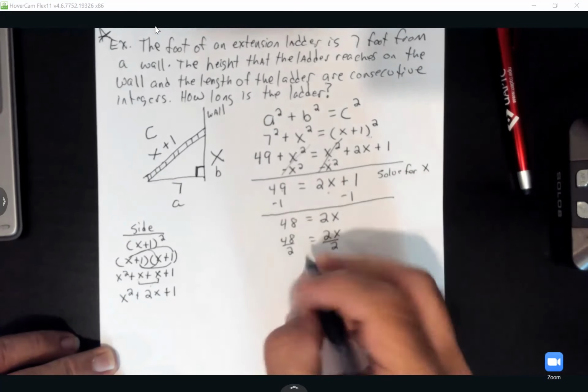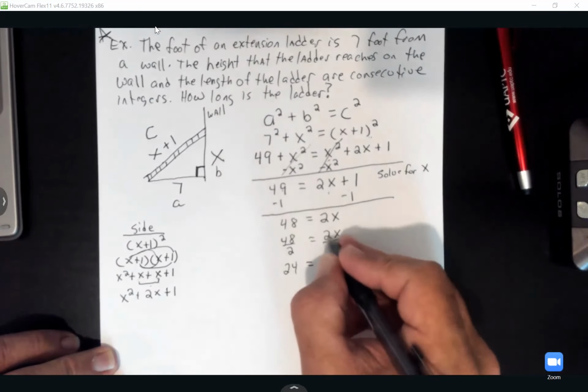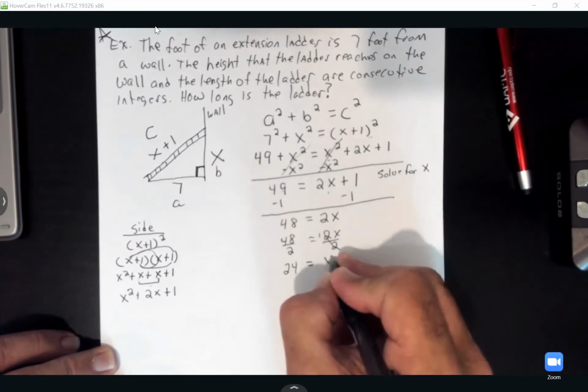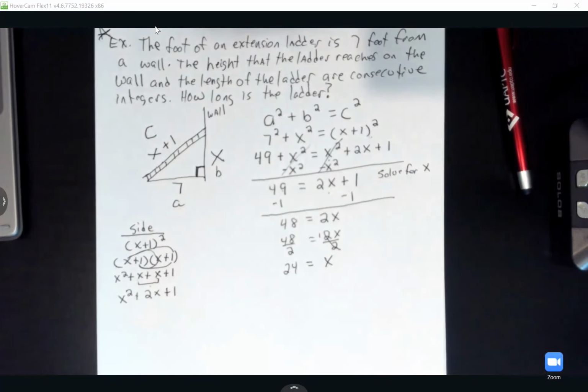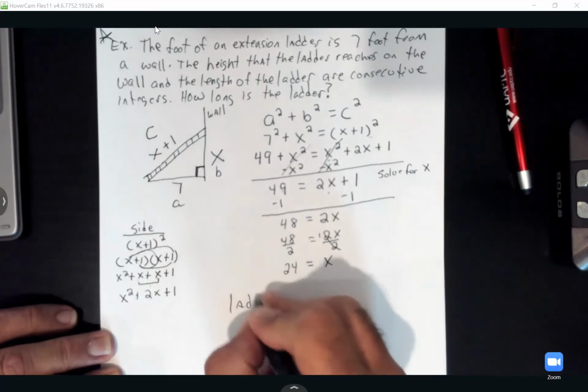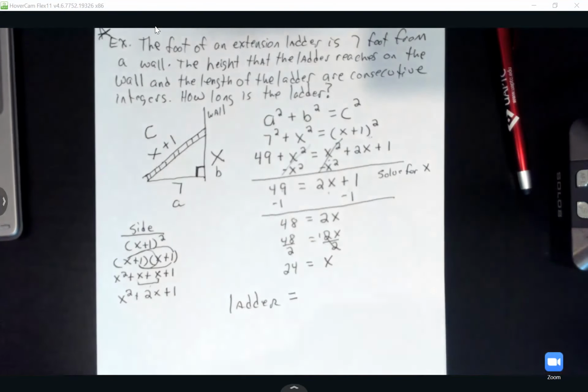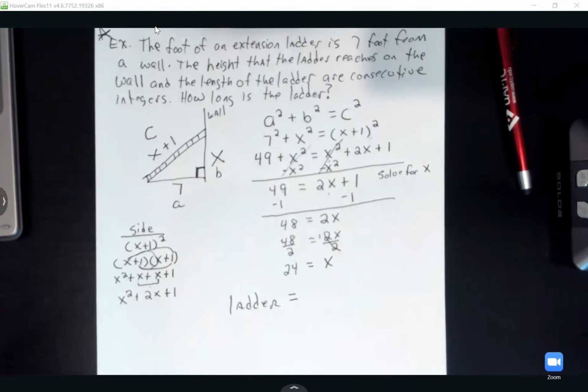So y'all look at that. 48 divided by 2 is 24. 2 divided by 2 makes that a 1x. So the question of the day, how long is my ladder? What are y'all putting? 25. 24 feet long.